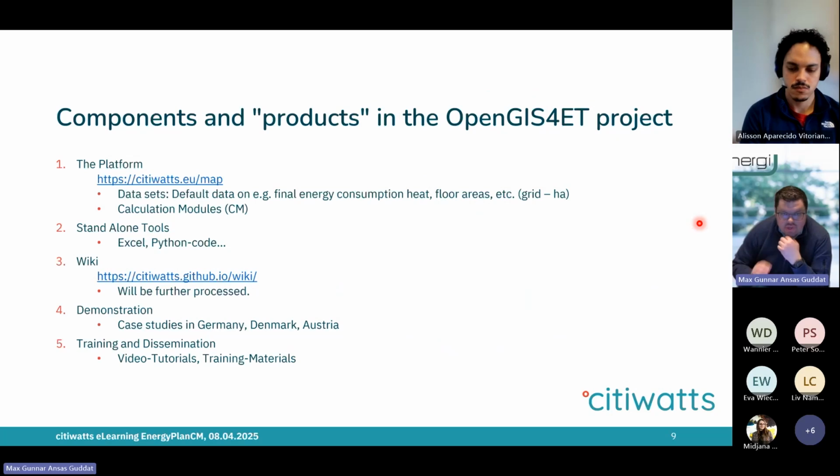The components and products in the OpenGIS for ET project are the platform itself, the one we are also demoing today, the browser-based tool, which contains on the one side the data sets, very useful information for energy planning on a large amount of different layers. Please refer to the first module for a more detailed introduction to that. And then also the calculation modules, which are basically the calculators using those default data or your own data to then model certain aspects.